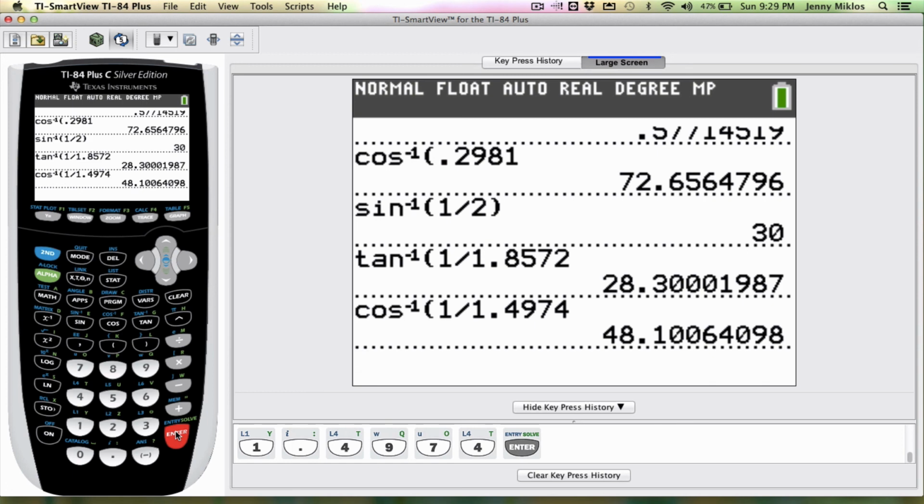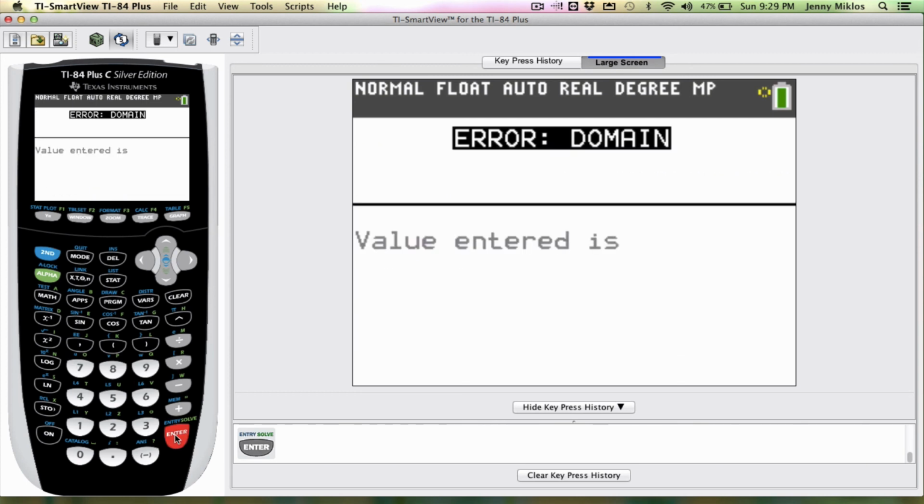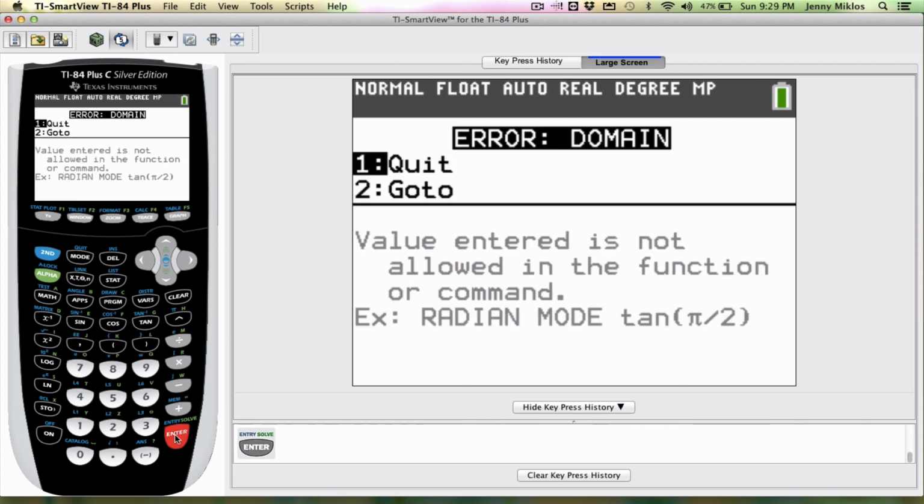Okay, this is going to be really important in our next lesson that we know how to use our calculator correctly. The final thing I want to show us is what if we did sine inverse of that 1.4974? It's going to give me an error, okay? And it says our error is our domain.